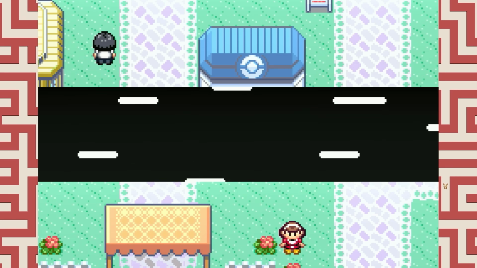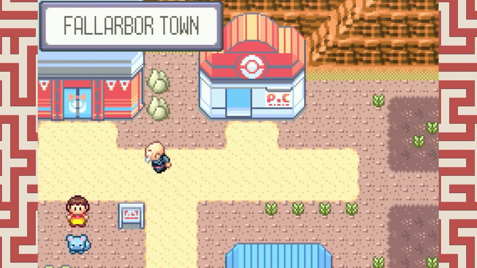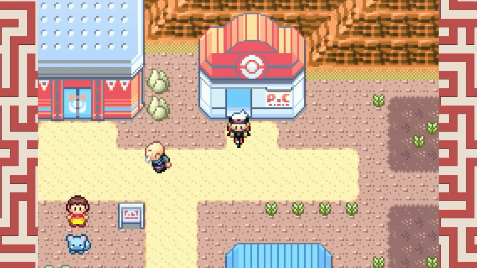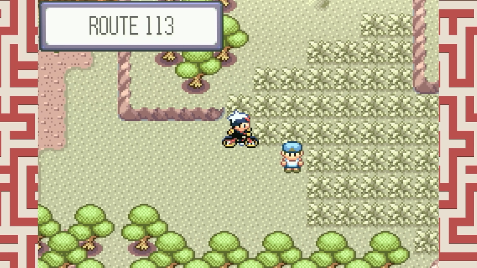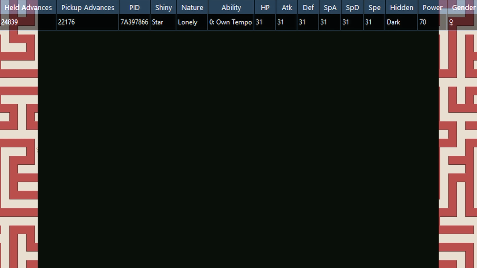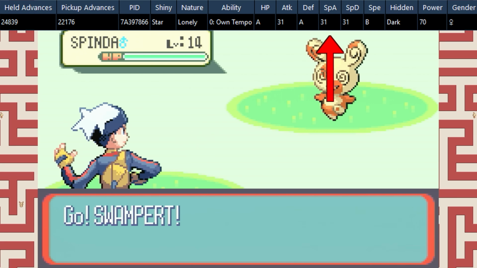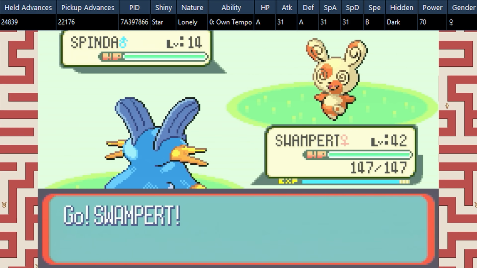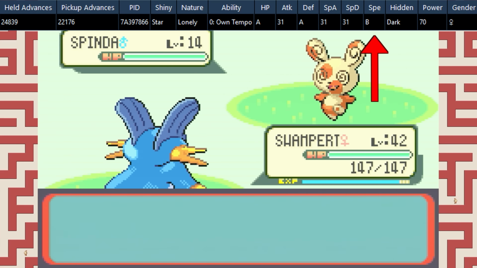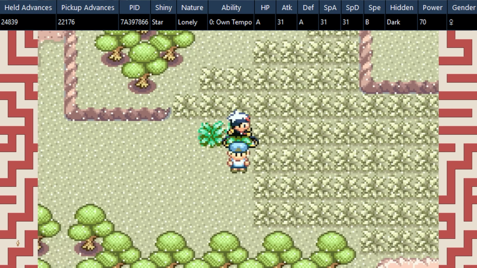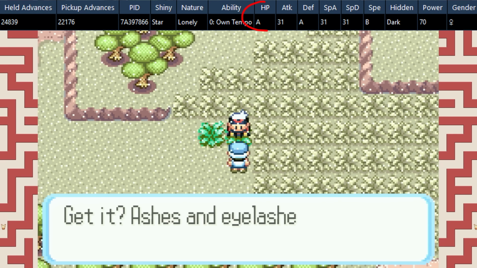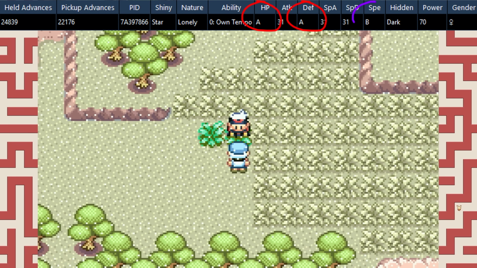Alright, so at a minimum, I just need to make it to Route 113, but I went ahead all the way to Lily Cove because the painting here is a little more convenient for future calibration. Taking a look at my target spread here, I can see that 3 of the stats, Defense, Special Attack, and Special Defense, will always be 31 while the remaining HP, Attack, and Speed are passed down from the parents. The first parent needs 31 IVs in HP and Attack, while the second only needs 31 in Speed.